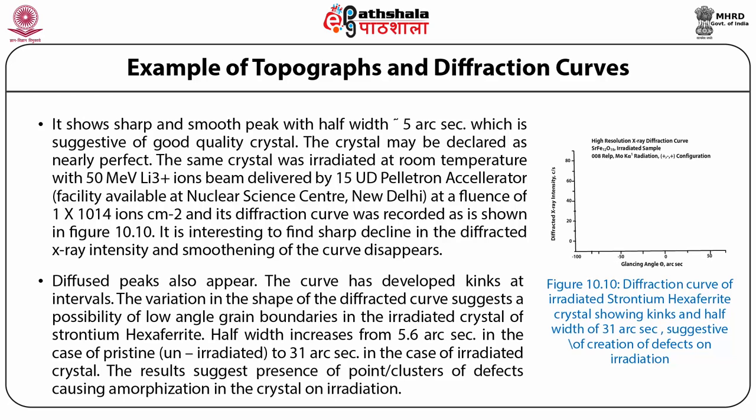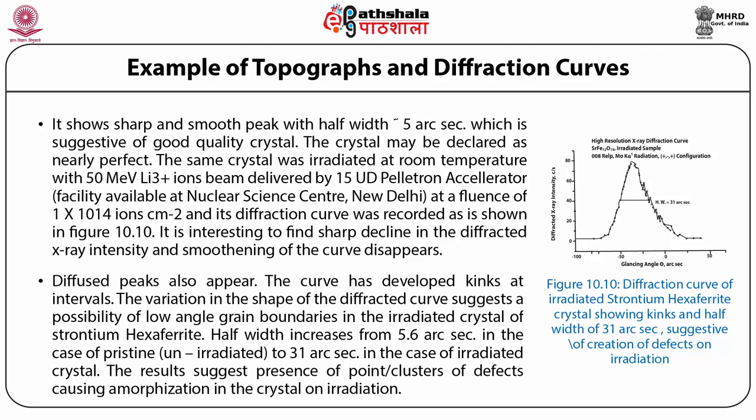The variation in the shape of the diffracted curve suggests a possibility of low angle grain boundaries in the irradiated crystal of strontium hexaferrite. Half width increases from 5.6 arc second in the case of pristine, that is unirradiated, to 31 arc second in the case of irradiated crystal. The result suggests presence of point clusters of defects causing amorphization in the crystal on irradiation.